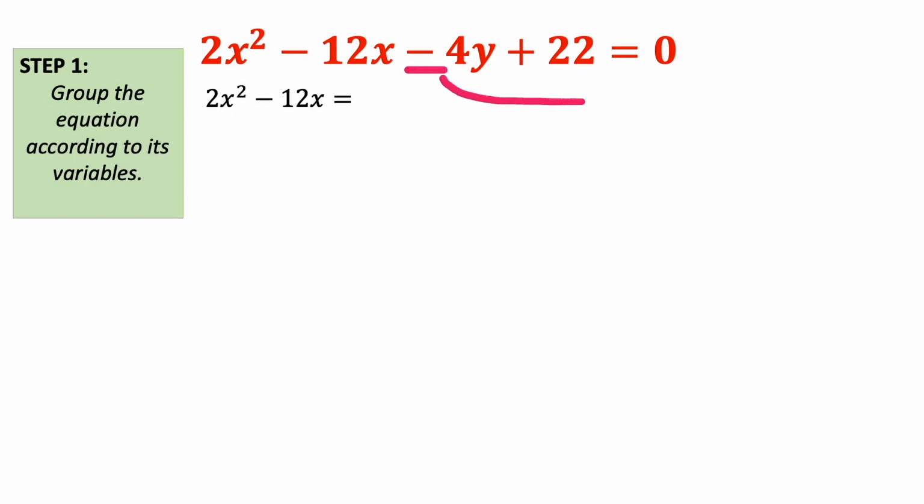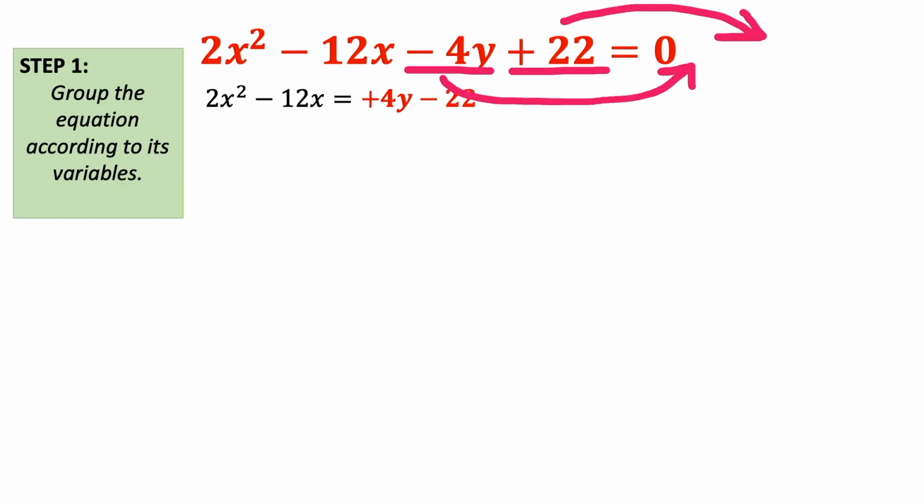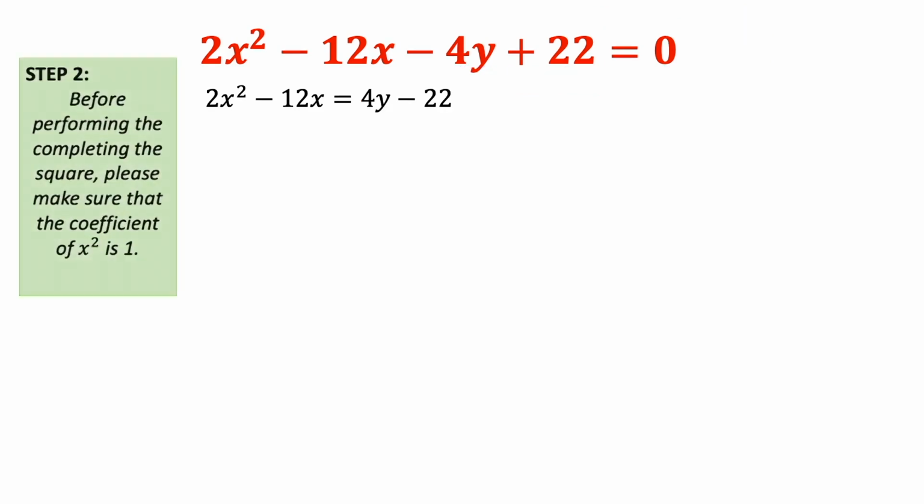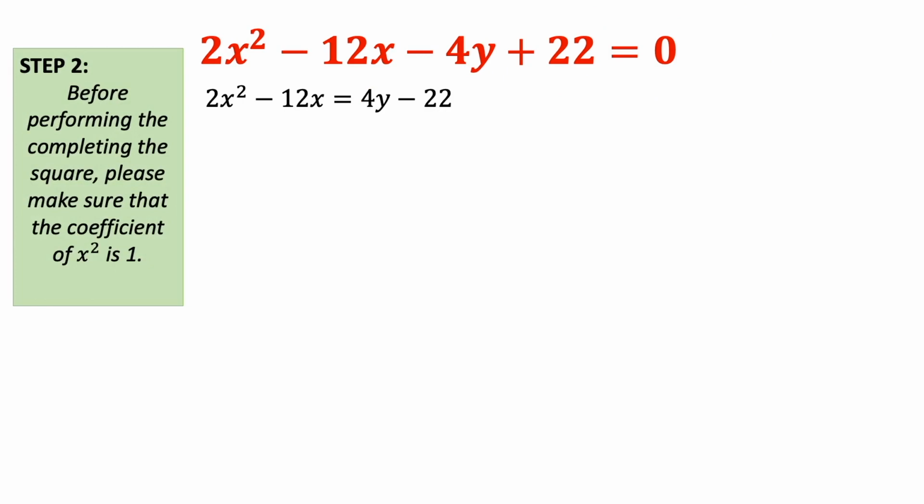Since negative 4y is the only term with a y variable, we will transpose it to the other side. This is the same for positive 22. Step 2 requires us to ensure that the coefficient of x squared is 1 before performing the completing the square. Here, the coefficient of x squared is 2. To make it 1, we will factor out 2.